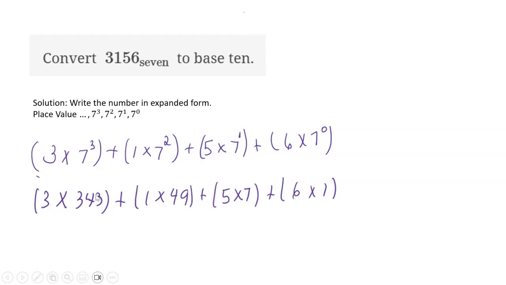So 7 to the power 3 is 343. 7 squared is going to be 49. 7 to the power 1 is 7. And any number to the power 0 is 1.